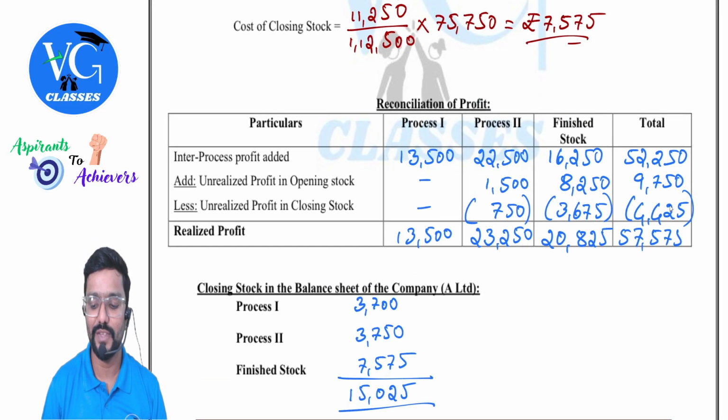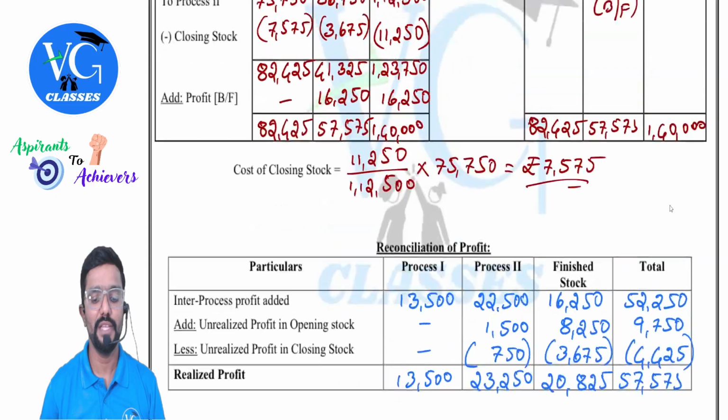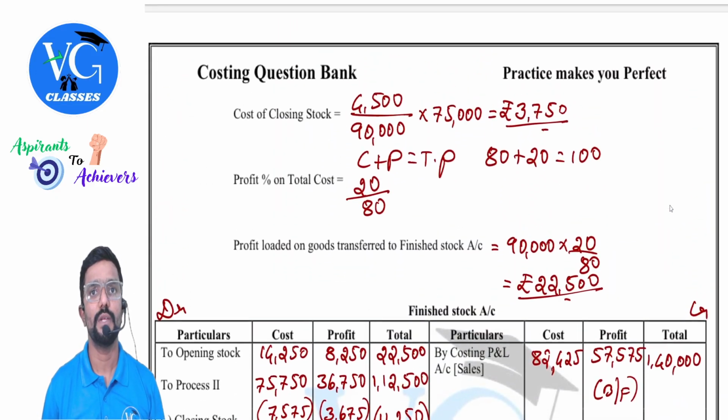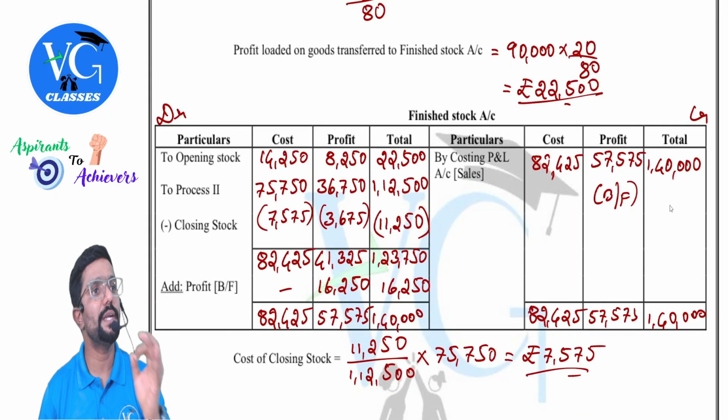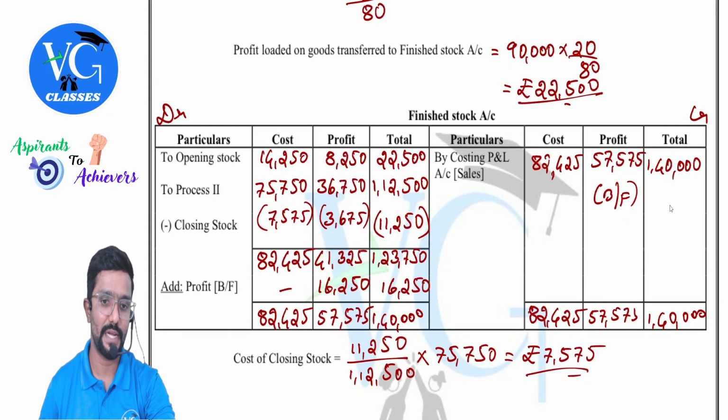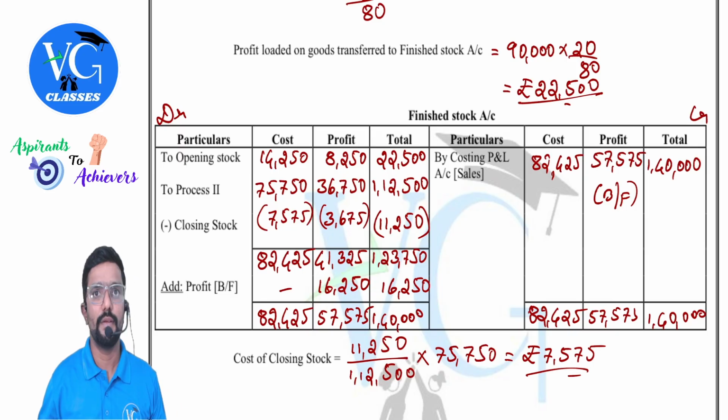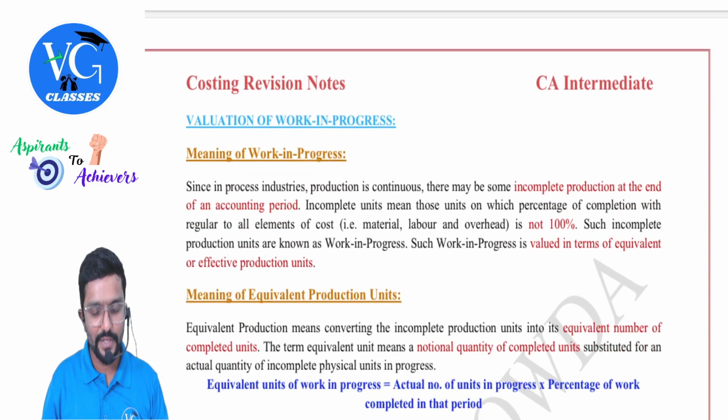This and all only if they ask you. Normally they may ask only the process accounts. You will stop it there. Got it? This is all about the inter-process profits. Yes, we'll continue. There are some more topics to be covered.